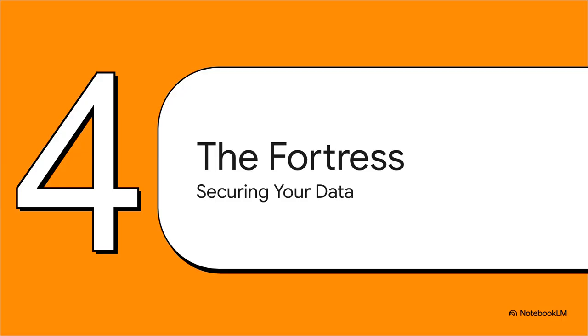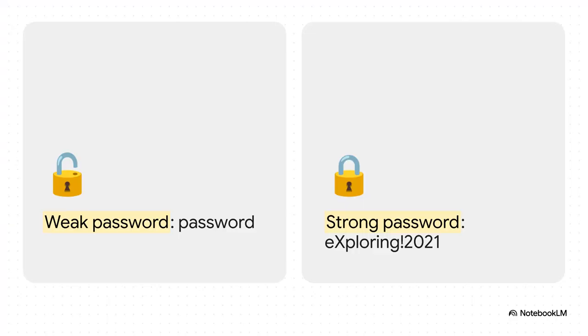Okay, so our data is organized, it's efficient. Now we have to protect it. It's time to talk about building a fortress around your information so you can share it with others safely and confidently. And this starts with the absolute basics. A weak password is basically leaving your front door wide open. A strong password that mixes uppercase, lowercase, numbers, and symbols, that's your first and maybe most important line of defense. The difference is night and day.